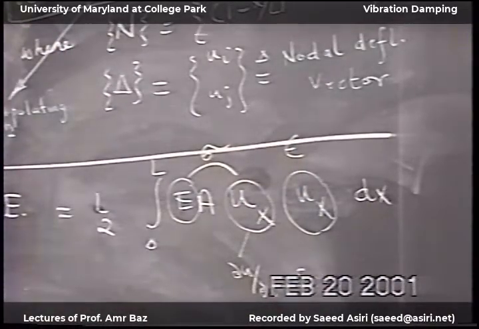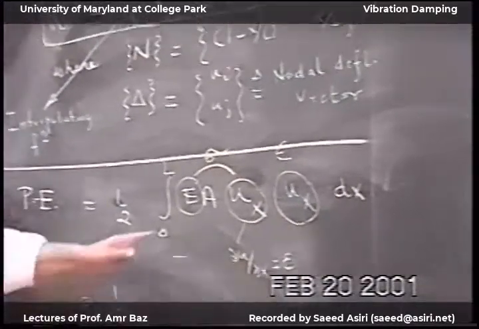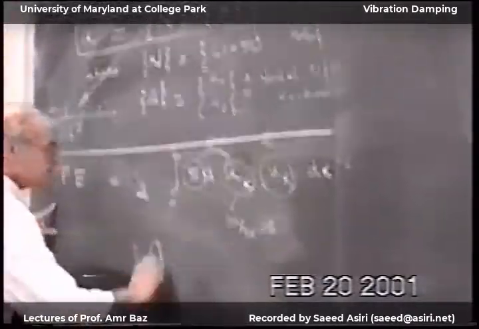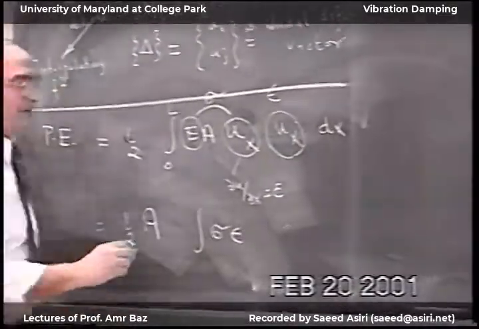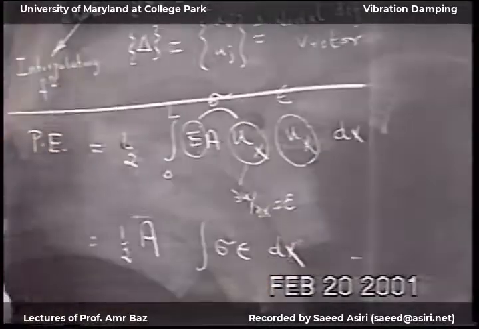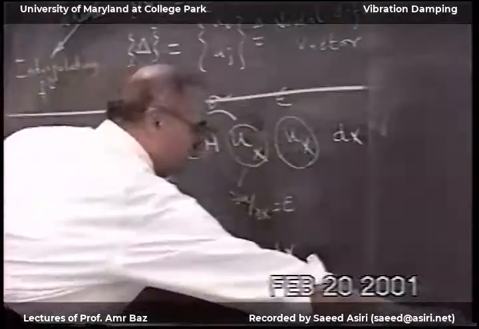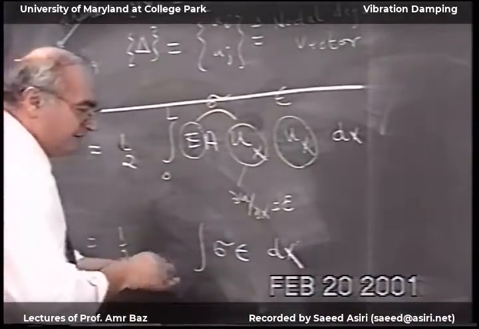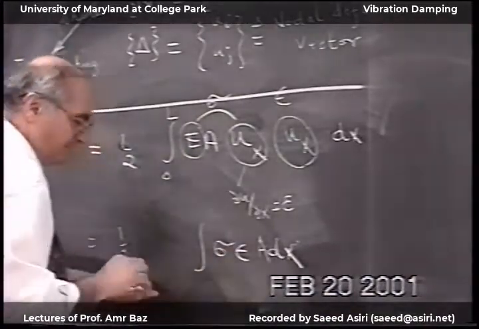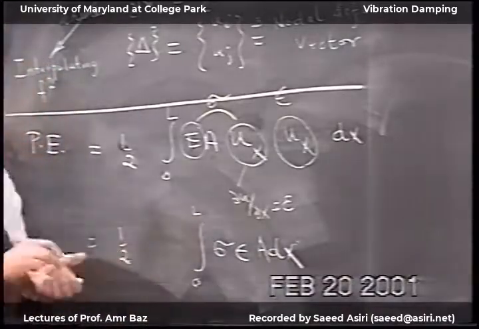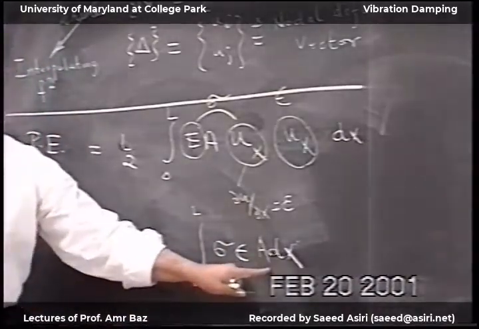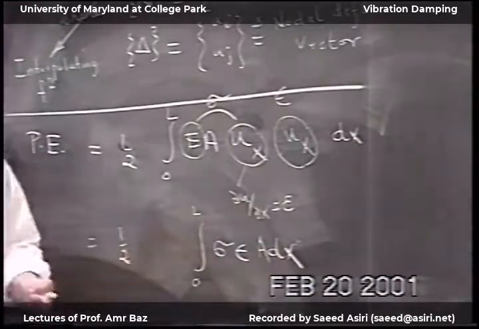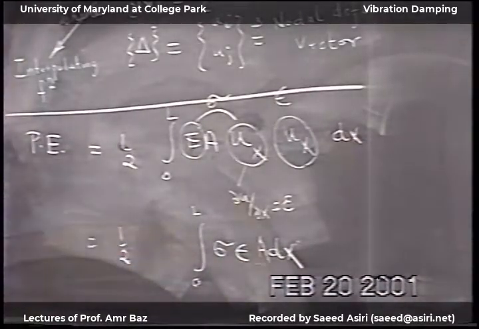So this equation is equal to 1/2. And I'll take the area out. And then I have the integral of stress times the strain times dx. Or leave A inside in here. And the integration between 0 and L. So now this stress times the strain times the volume is the energy that we have in the element. So this would be my potential energy.